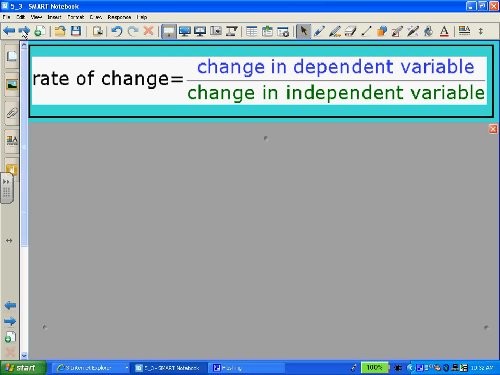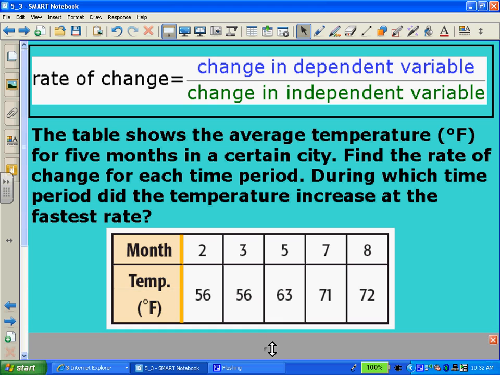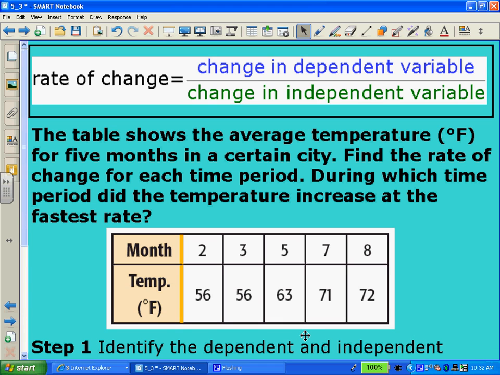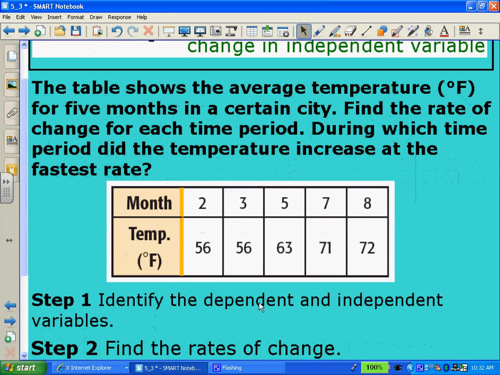So let's start first of all with rate of change. Here's the equation we're going to be using: rate of change is the change in the dependent variable over the change in the independent variable. Your rate of change problems are going to look like this. It'll give you a table and tell you a situation. The table shows the average temperature for 5 months in a certain city. Find the rate of change for each time period. During which time period did the temperature increase at the fastest rate?